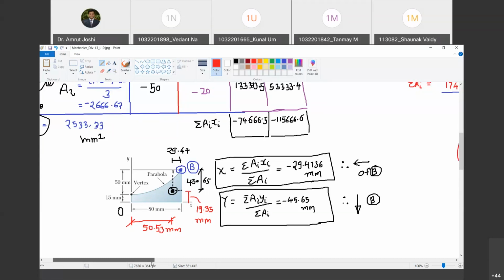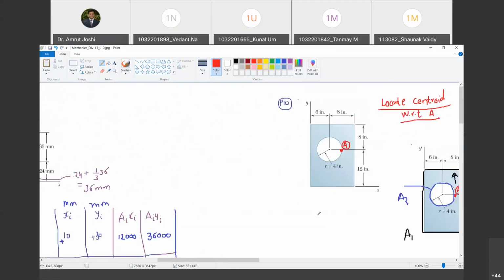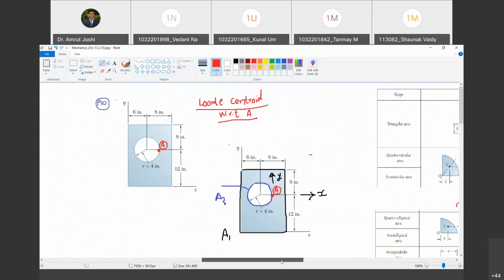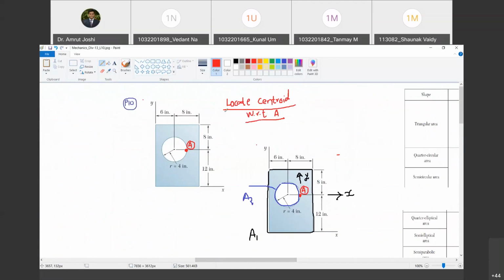So with this we will go now to the next problem. That is the last one, problem number 10 in this category, and we are going to locate the centroid now with reference to A. People have located the centroid with reference to O, from here. Are you with me? Yes, but sir, there is a twist.